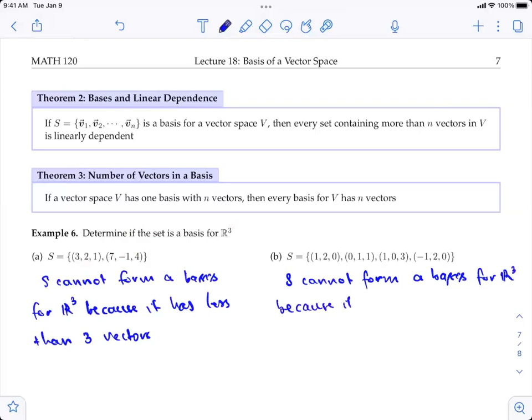because it has more than three vectors. In example 6B, it has enough vectors to span or form the entire three-dimensional vector space. However, because you have extra vectors, it's more than enough and becomes redundant. When it becomes redundant, it's linearly dependent, just like theorem two. And because it's linearly dependent, it fails the second condition of the definition of a basis for a vector space. So these two examples show that if one of the two conditions in the definition of a basis fails, then the set under consideration cannot form a basis for a vector space. Okay.